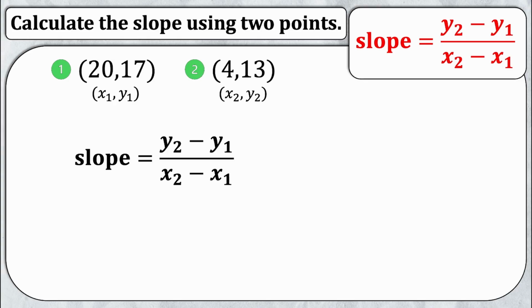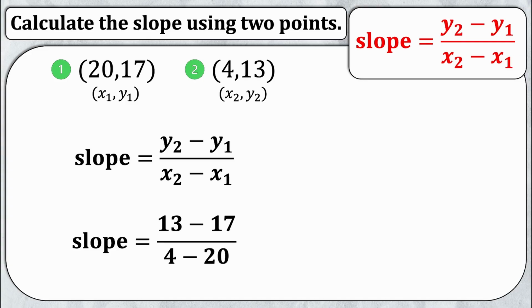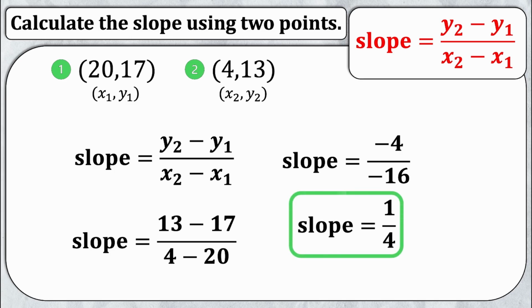So in this case, let me substitute in all of my values. y2 is 13, y1 is 17, x2 is 4, and x1 is 20. So if I put all of those in the equation, I get 13 minus 17 divided by 4 minus 20. And if I simplify this, then I get a slope of negative 4 over negative 16. However, I can reduce this fraction, and so I will, and I can reduce it to 1 over 4. And that's my solution. The slope in this case is 1 over 4.